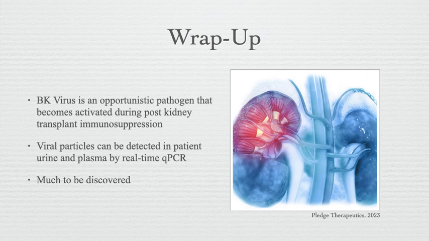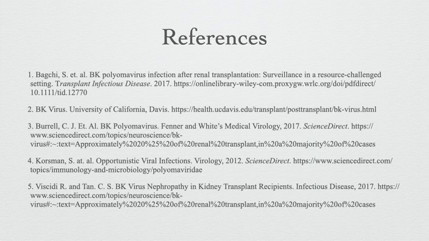Let's go ahead and wrap up and review the main points of BK virus. This pathogen is an opportunistic virus that can become activated in the immunosuppression of renal transplant recipients. As far as molecular methodology goes, quantitative real-time PCR is the ultimate diagnostic tool in managing infections with BK virus. Unfortunately, that leaves much to be discovered on the molecular level other than simply knowing that this virus exists. Thank you very much for your time.